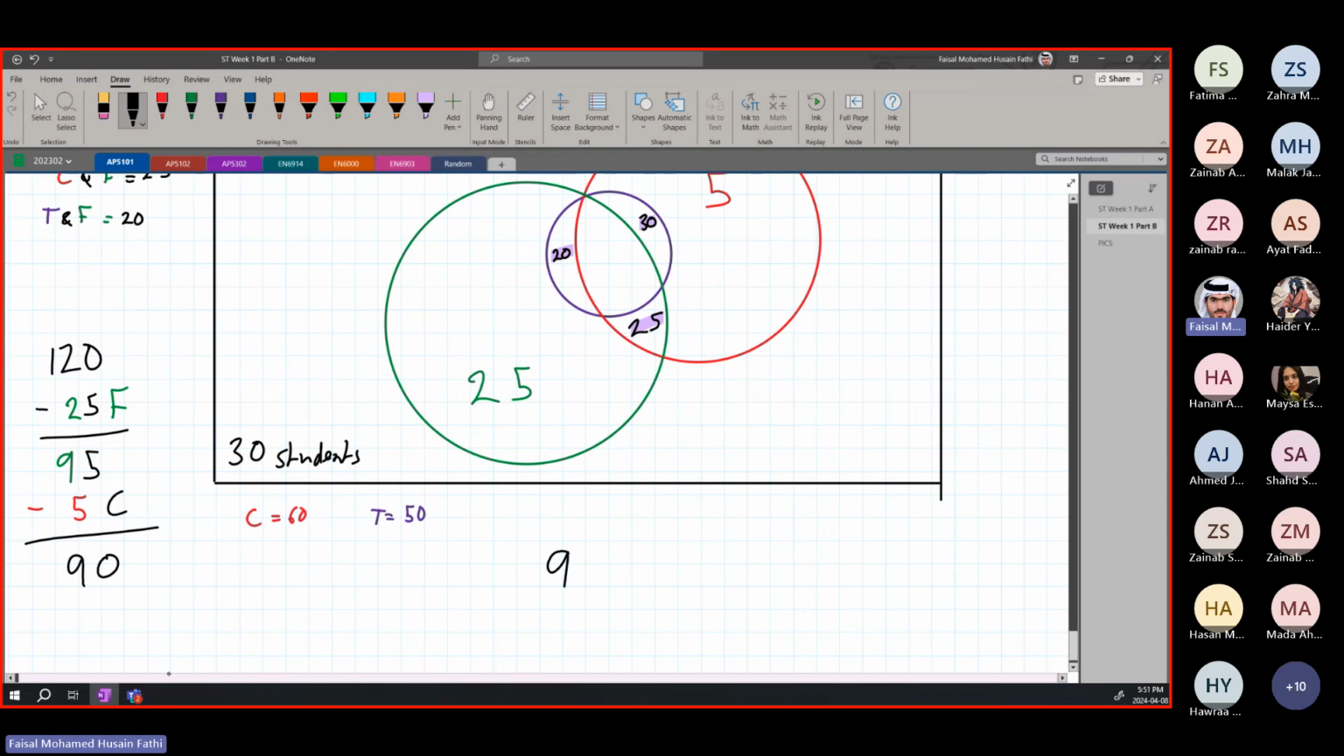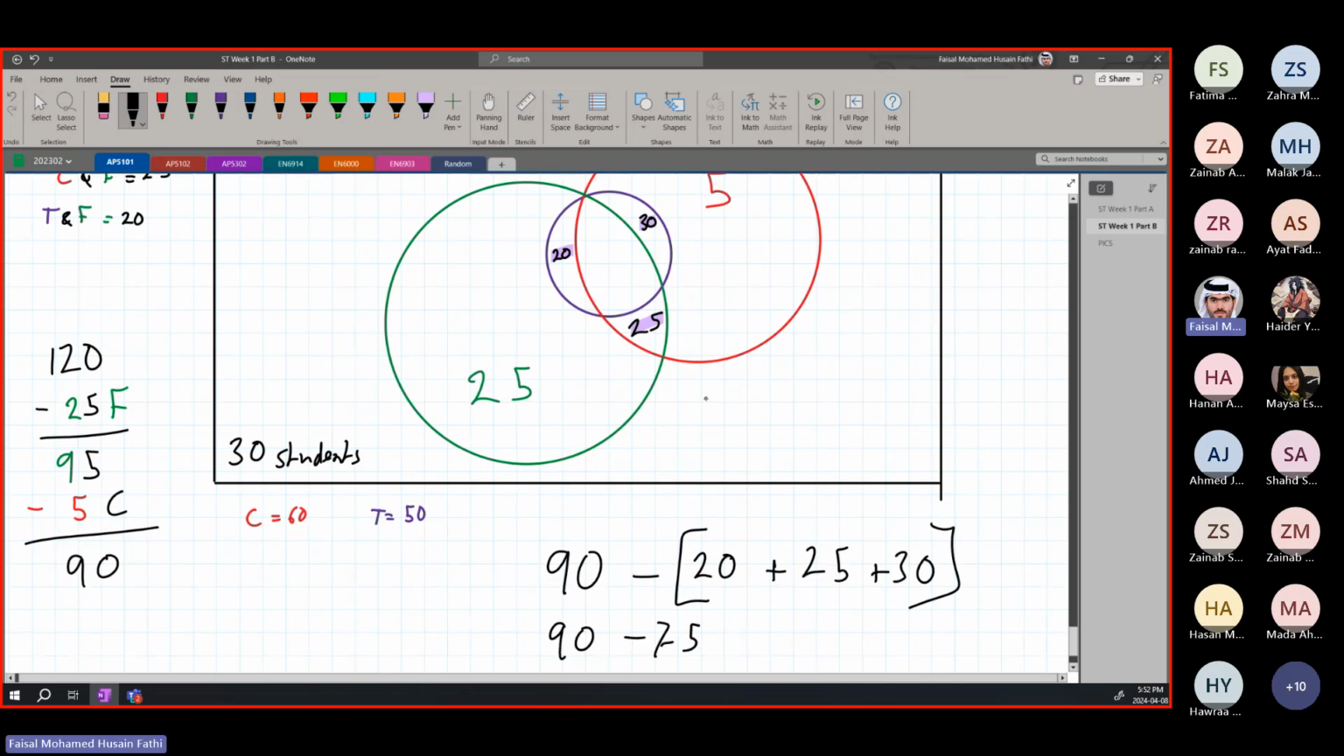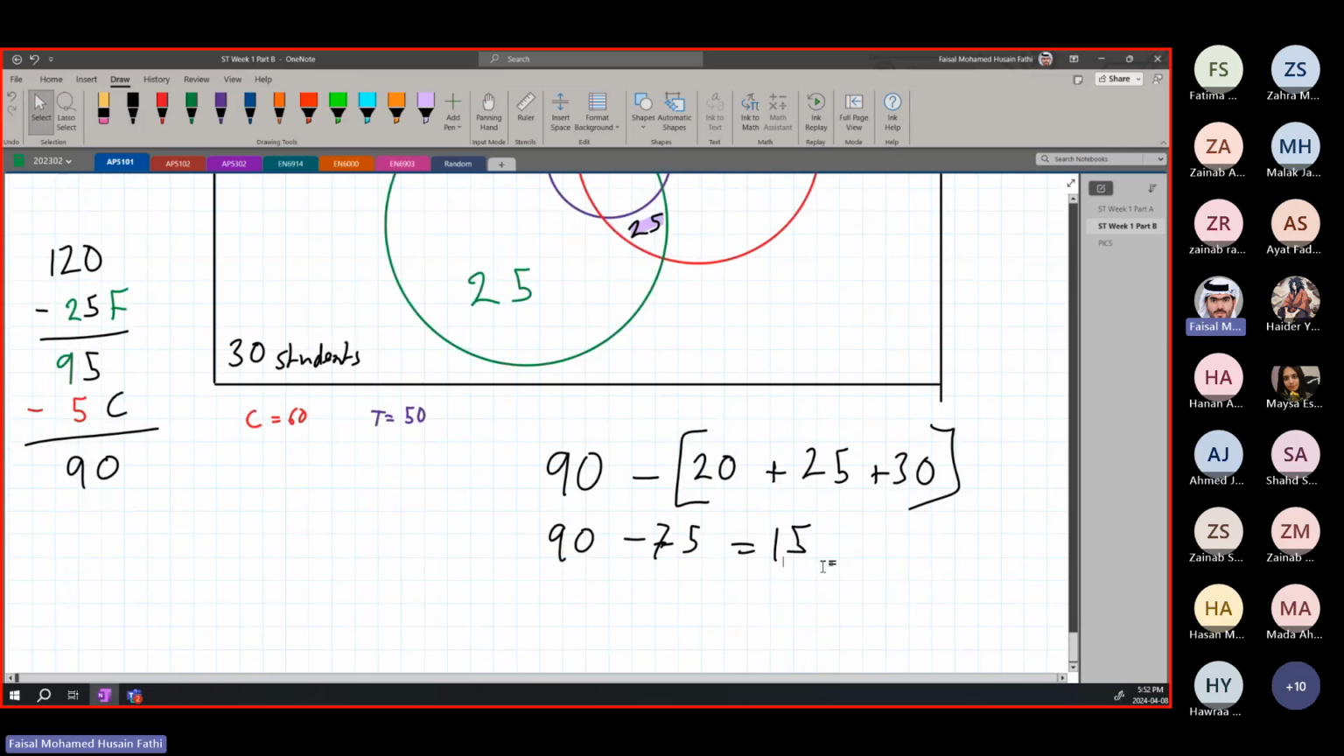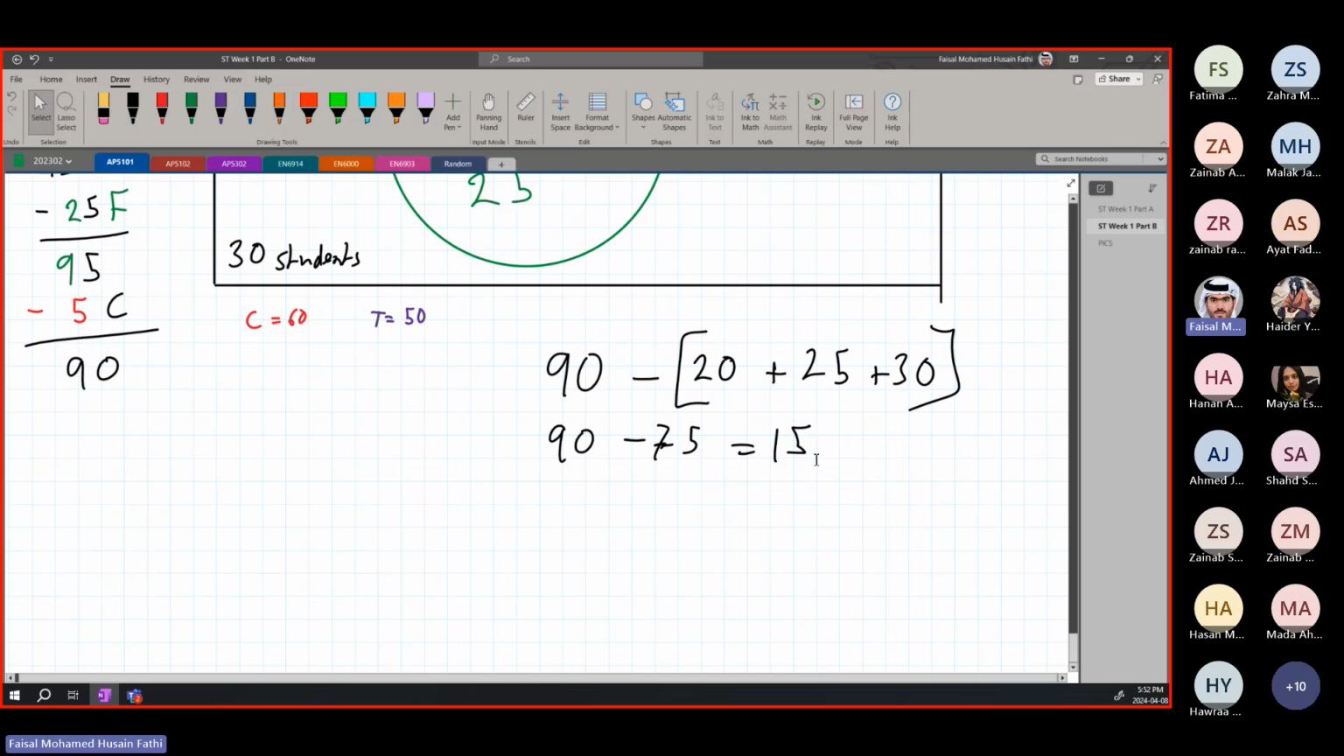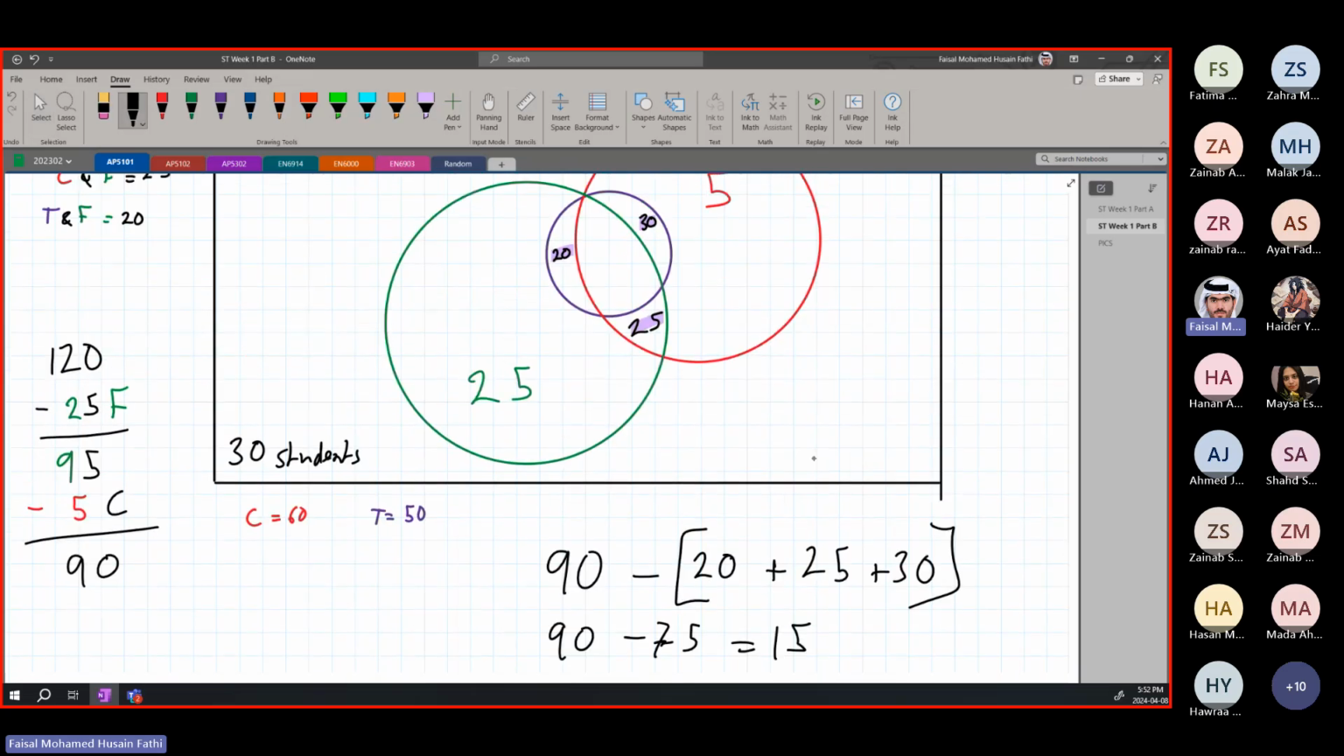Now we're just going to subtract again 90 from, like I said, the group that is combined over here. So minus 20 plus 25 plus 30. So it's going to become 90 minus 75. So it's going to be equal to 15. Earlier it was 5. I even made a mistake in the calculation. So it's 15. So in the middle, we're going to have 15.